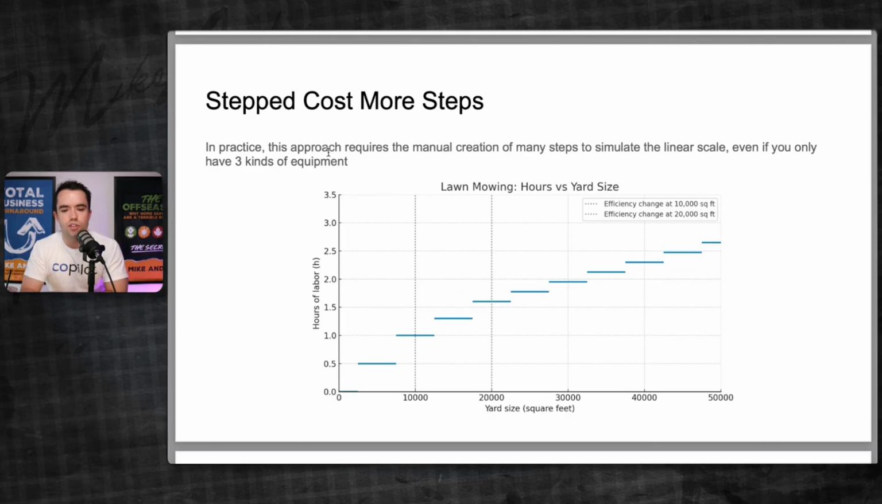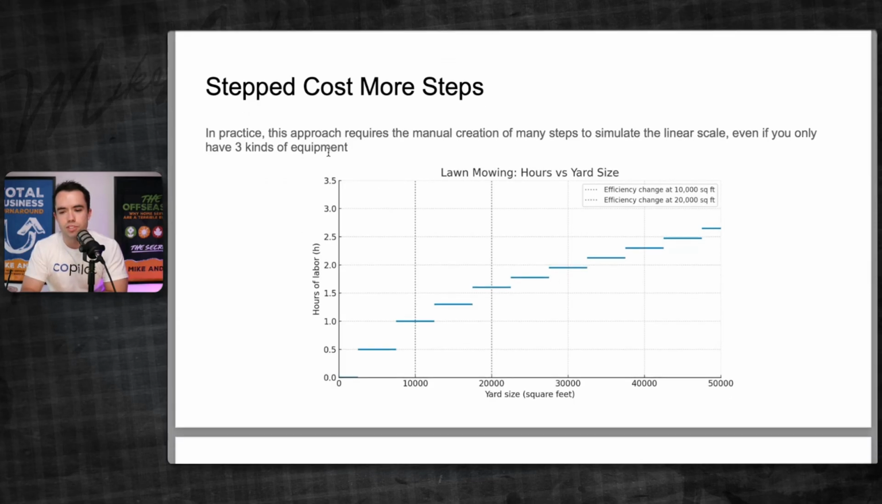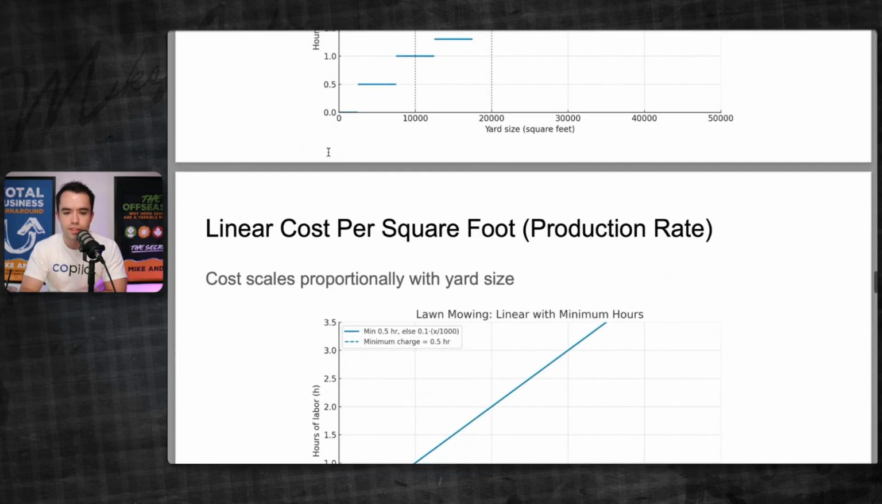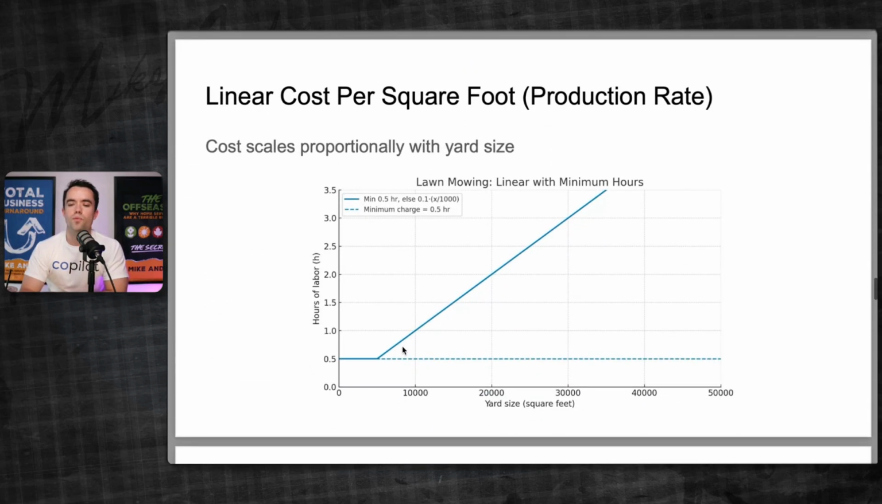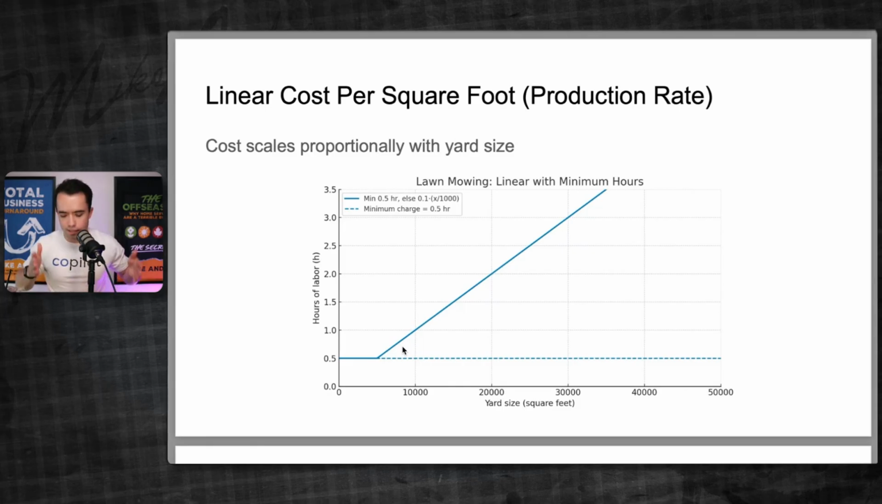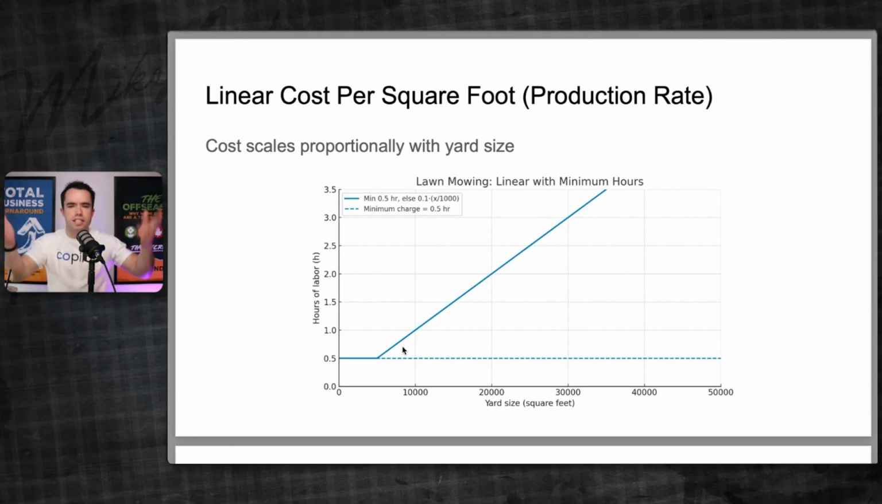In practice, this approach requires the manual creation of many steps to simulate a linear scale, even if you only have 3 kinds of equipment. All right, now we have linear cost per square foot. This is when people say, hey, I can mow 3,000 square feet per hour. Great, that means if I have 18,000 square feet, I should have 6 budget hours.